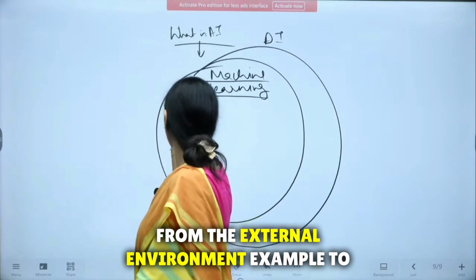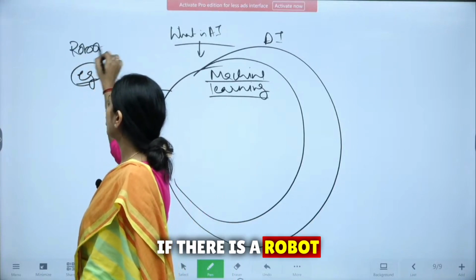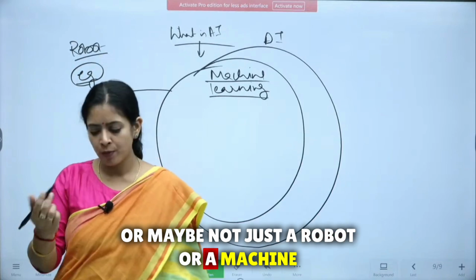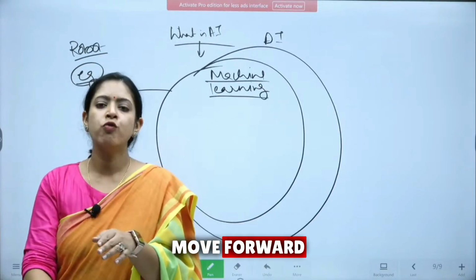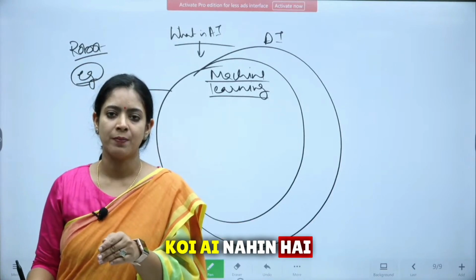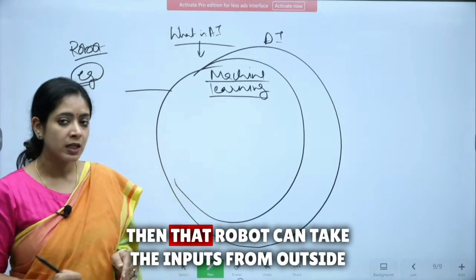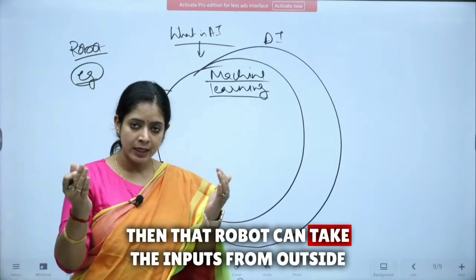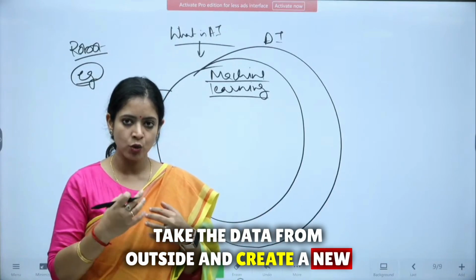Example, to understand, if there is a robot or maybe not just a robot or a machine, आपने उसके अंदर फीड किया मूव फॉरवर्ड, कोई एआई नहीं है। लेकिन अगर एआई होगा और मशीन लर्निंग होगी, then that robot can take the inputs from outside, take the data from outside and create a new algorithm.